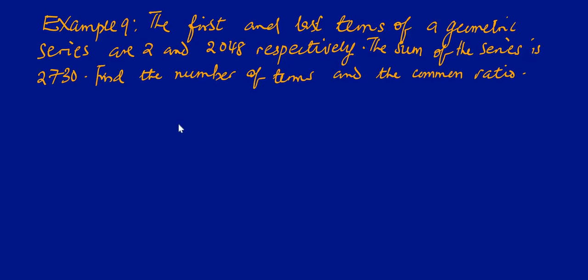Today we are going to take a look at examples still on the sum of a geometric progression or geometric series. Take a look at this example 9. The first and the last terms of a geometric series are 2 and 2048 respectively. The sum of the series is 2730. Find the number of terms and the common ratio.